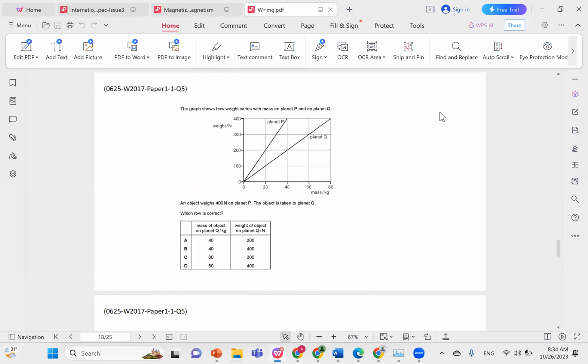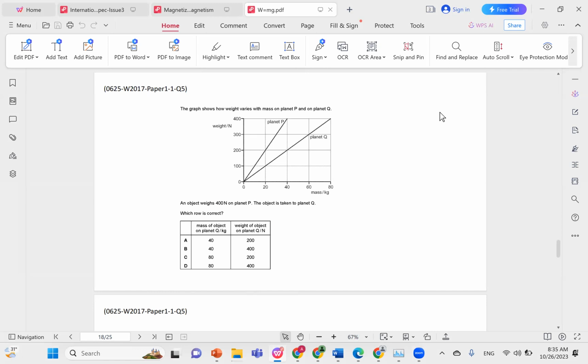The graph shows how weight varies with mass on planet P and planet Q. An object weighs 400 newtons on planet P. The object is taken to planet Q. Which row is correct? So you have to remember that the mass of the object is the same on both planets, because the mass depends on the number of molecules inside the object. However, the weight is going to vary from one planet to the other depending on the gravitational field strength. And this is what we're going to use to solve the problem.